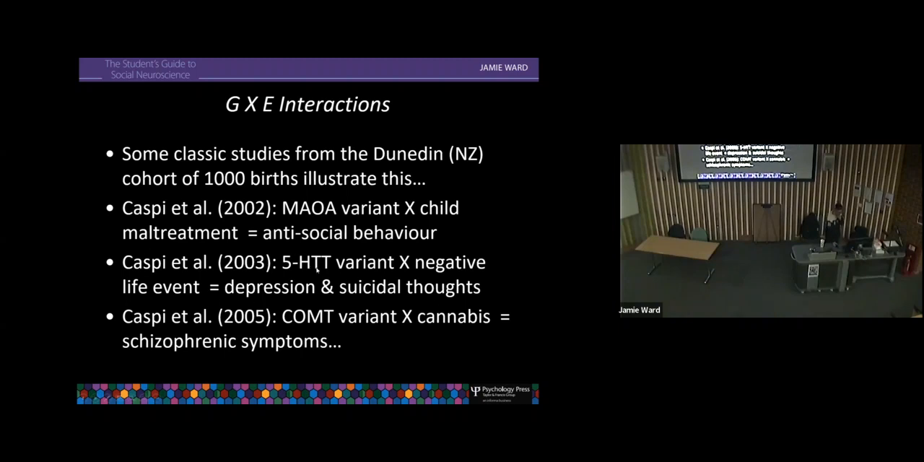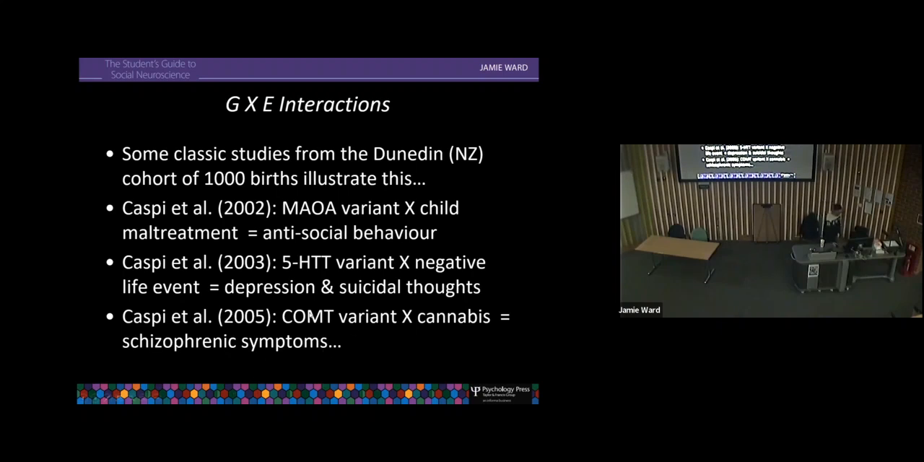Here, this is a serotonin transporter that exists in short and long forms. And again, if you have negative life events, it's more likely to result in depression, suicidal thoughts. But again, it depends on a combination of that. If you have both, if you tick both of these boxes, your chances are far more elevated than just ticking one or neither of those.